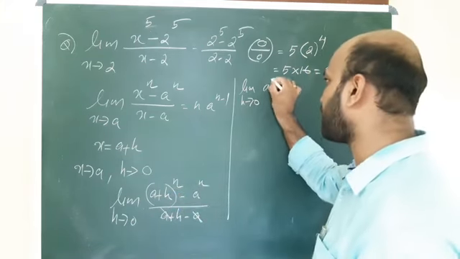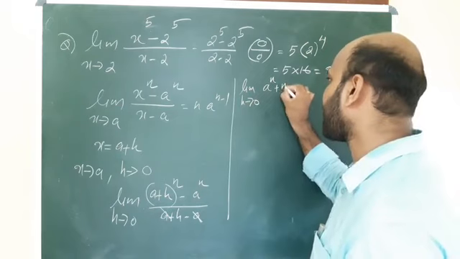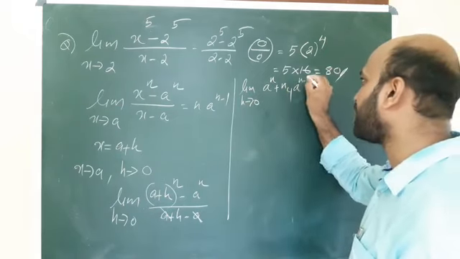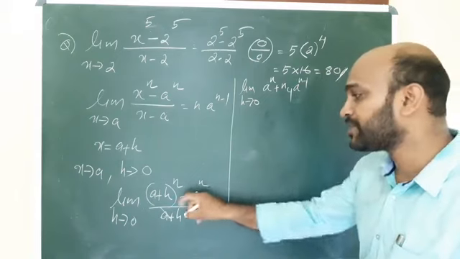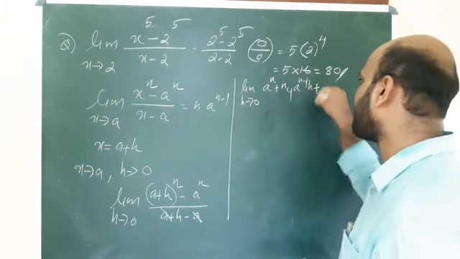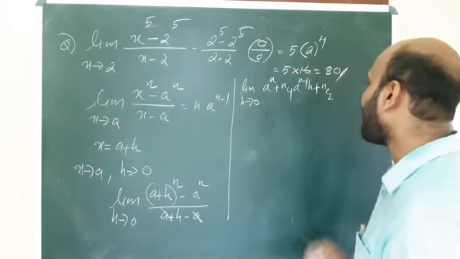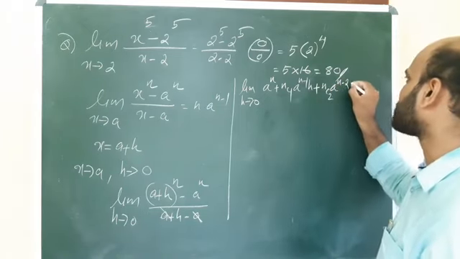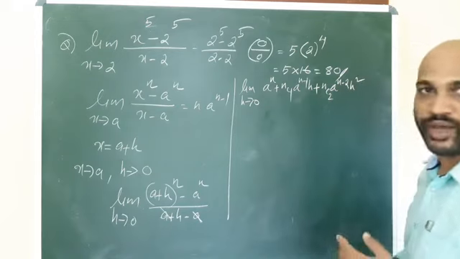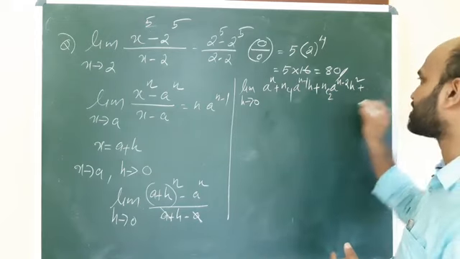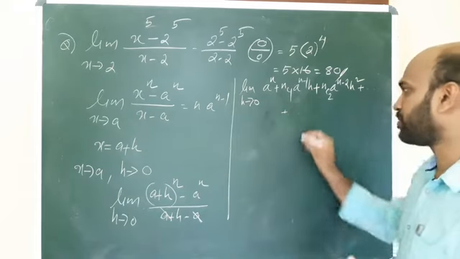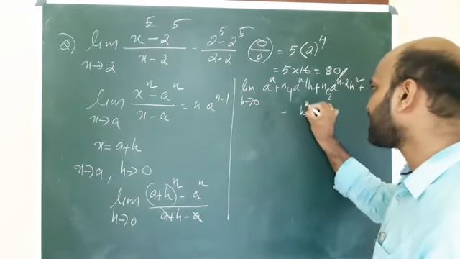So a raised to n plus nC1 into a raised to n minus 1 into b. Here b means h. Plus, what is the third term? nC2 a raised to n minus 2 into h square. Plus etc. What about the last term? b raised to n. Here it is h raised to n.